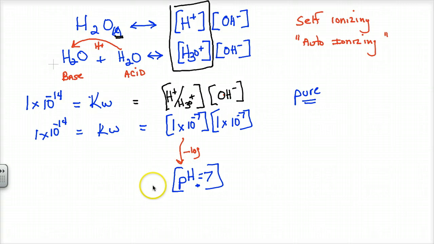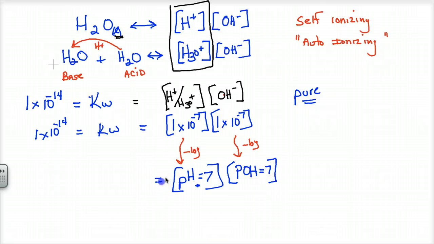Okay, now I can also do the negative log of my hydroxide concentration. Don't leave him out of the mix. He, my friends, will be a pOH. Not used as much, but we'll use it. pOH is equal to 7.